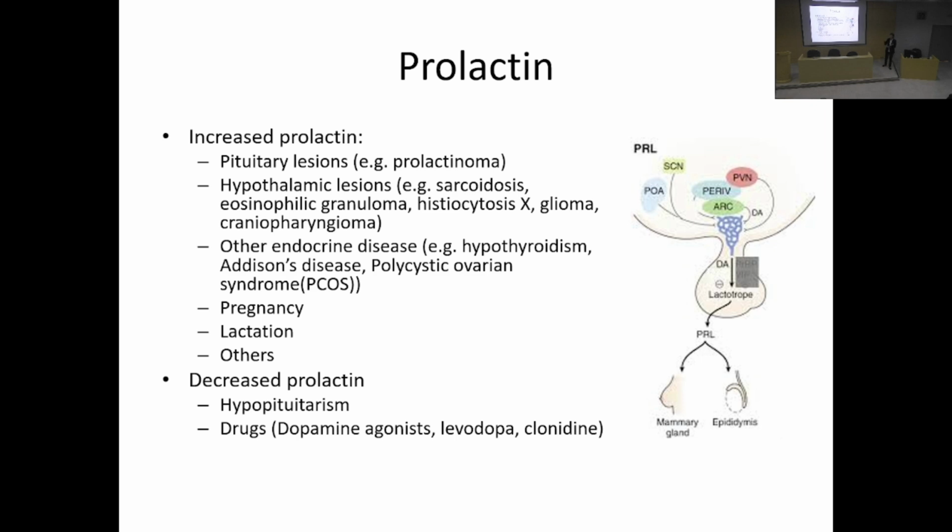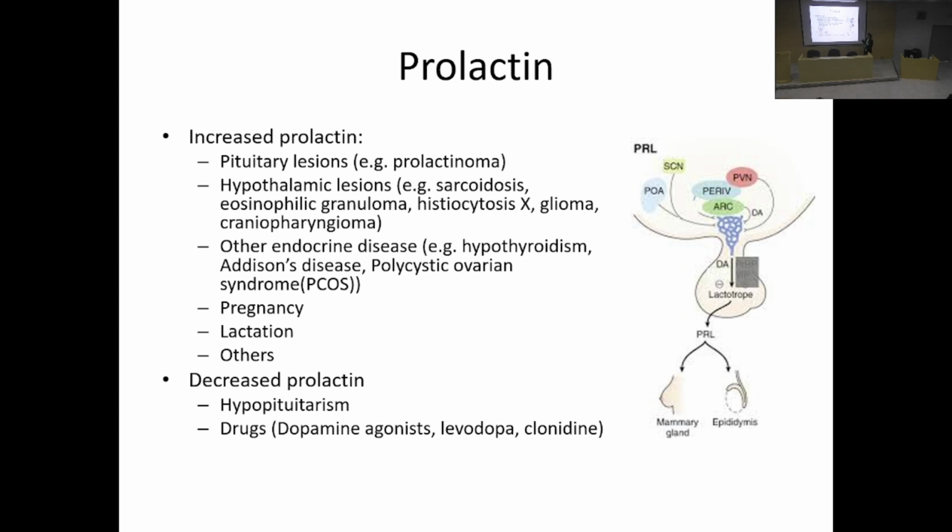hypopituitarism. But sometimes there is prolactin excess. So I need to think, what could it be? What could be the reason? It could be a problem with the pituitary. It is not uncommon to have a prolactinoma, so a benign growth or proliferation of prolactin-secreting cells within the pituitary.